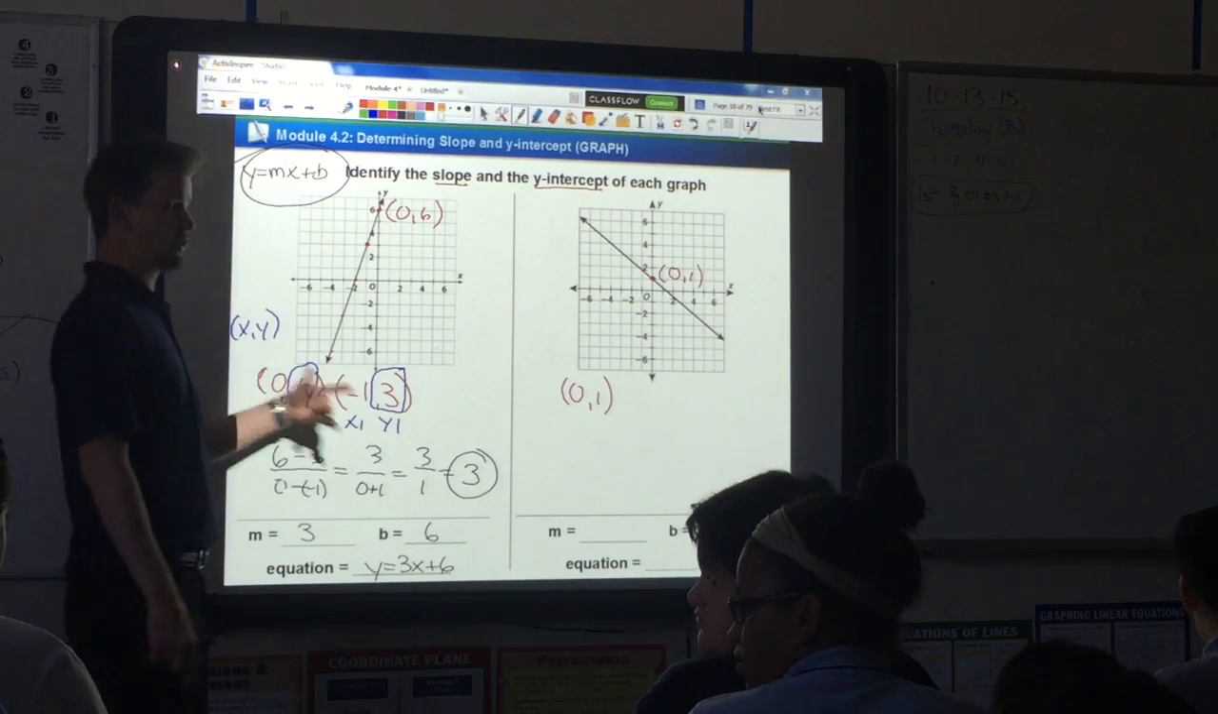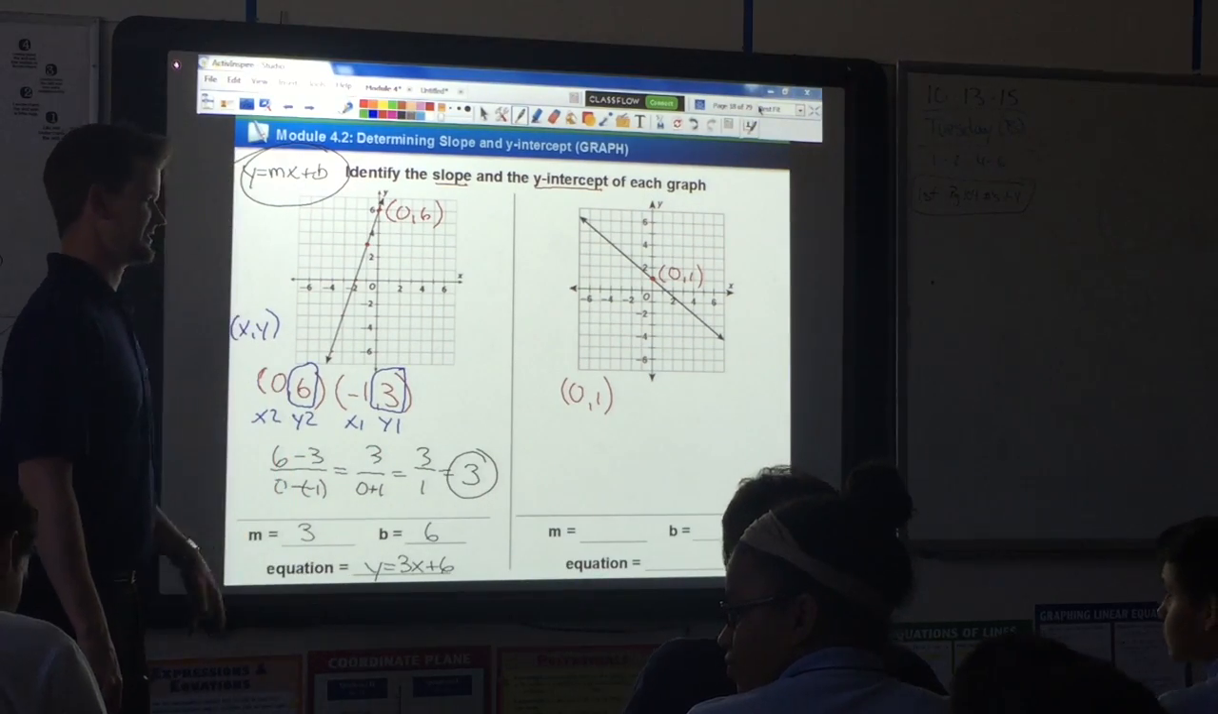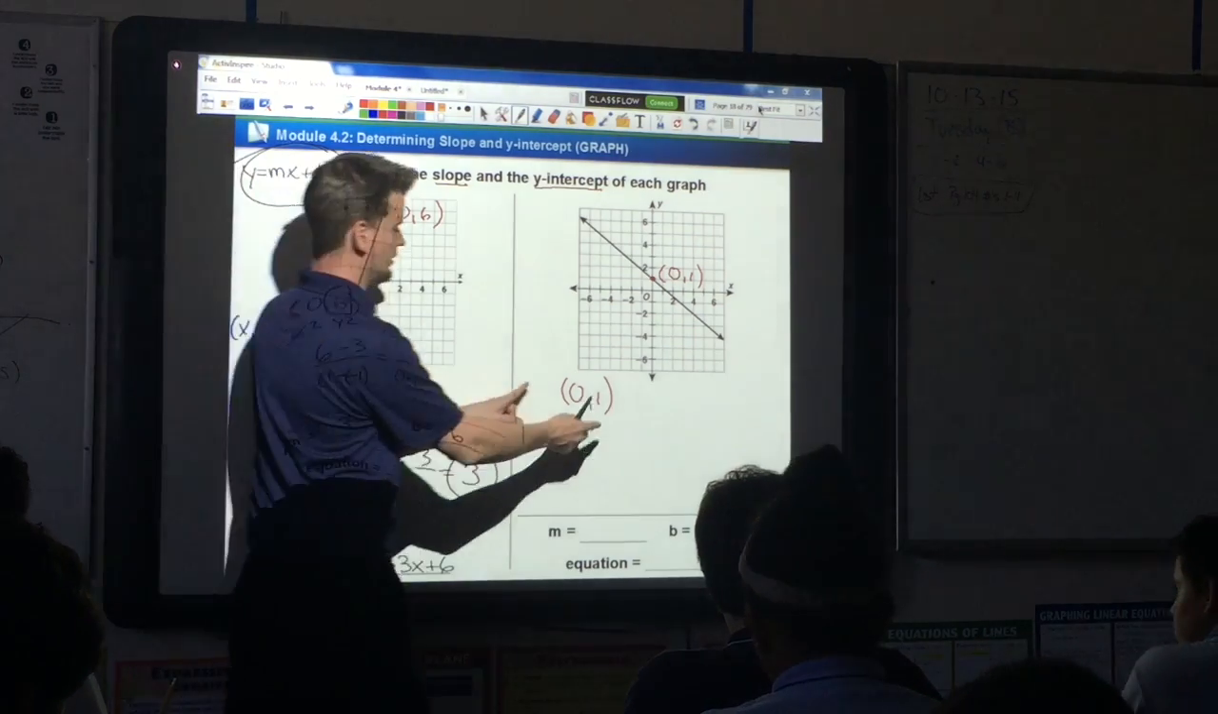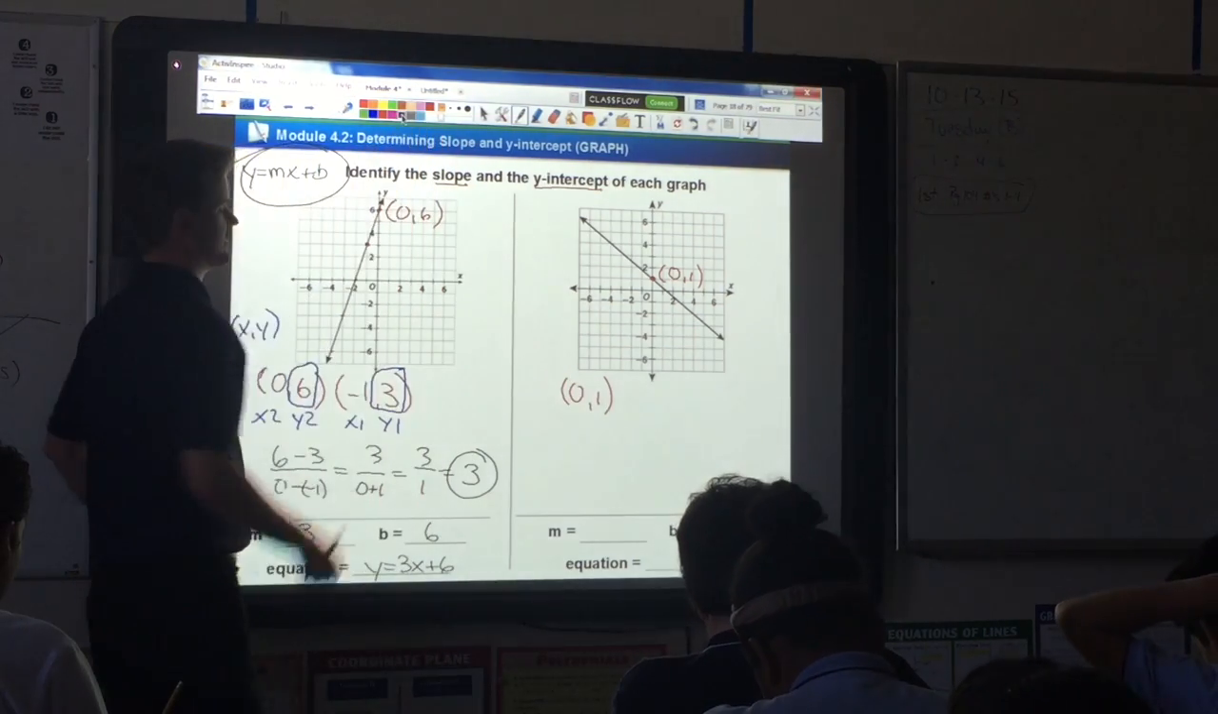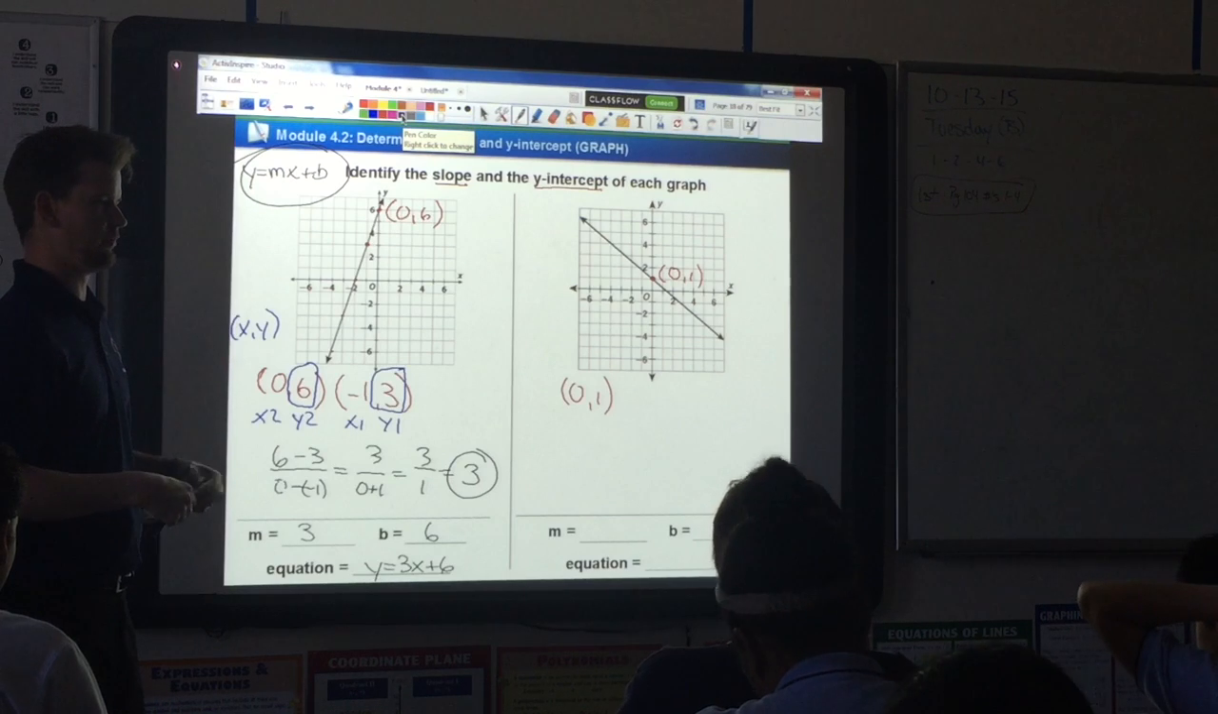All right, so now that we got that first one out of the way, let's take care of this second one. So we already found the y-intercept. The y-intercept was 0, 1. We need 1 additional point to do this.